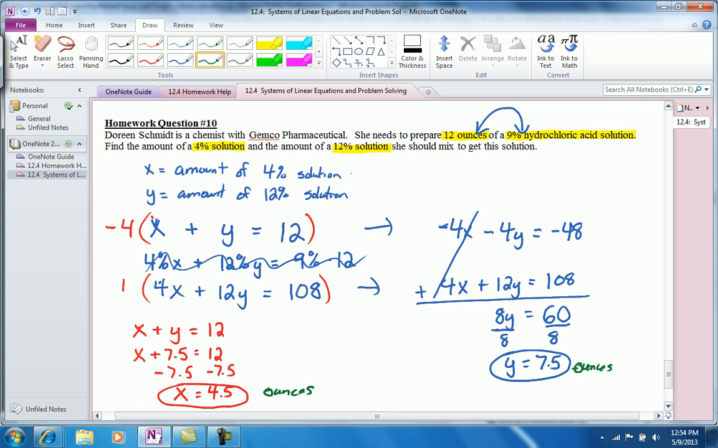And if you'll notice, 7.5 ounces and 4.5 ounces combined total to be 12 ounces. So that makes a lot of sense in this problem. Hope this helps.